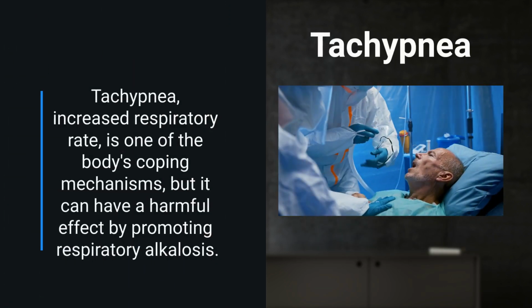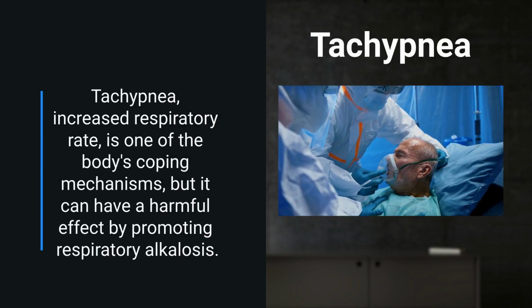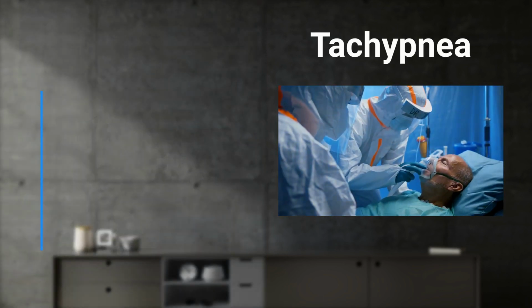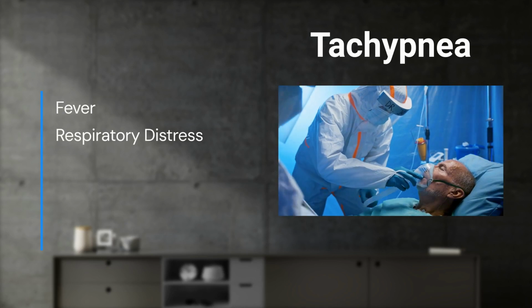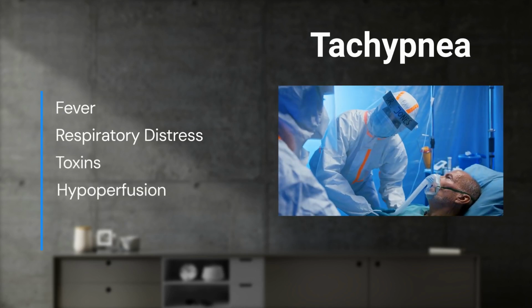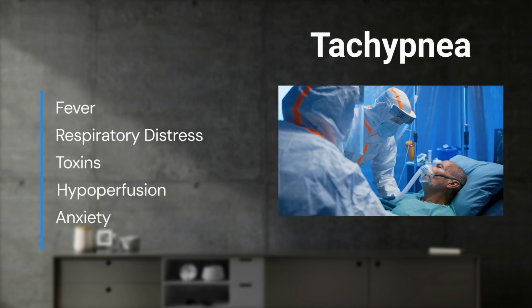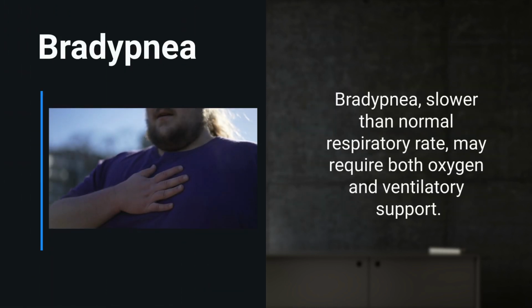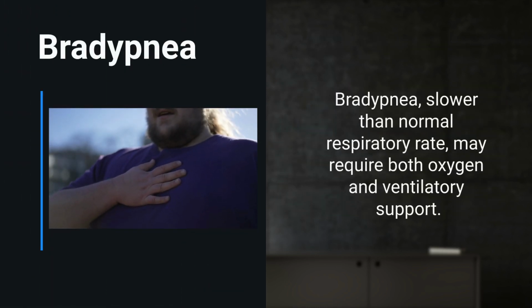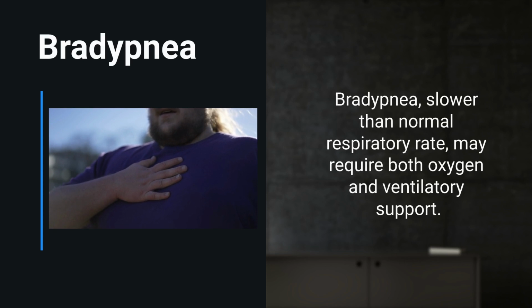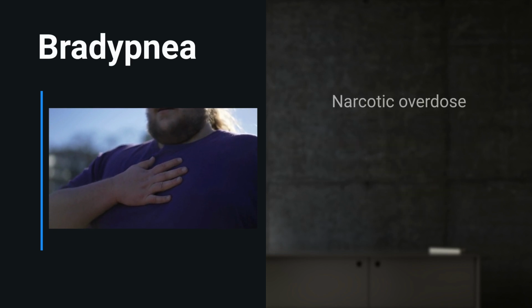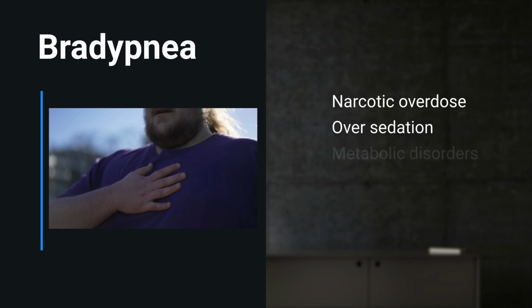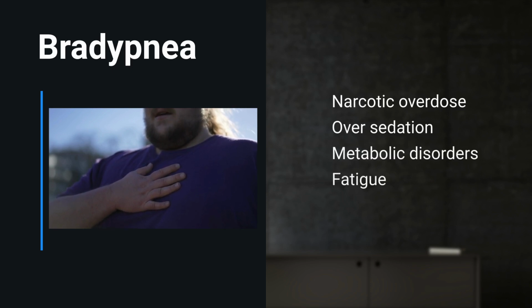Tachypnea, increased respiratory rate, is one of the body's coping mechanisms. Causes may include fever, respiratory distress, toxins, hypoperfusion, or anxiety. Bradypnea, slower than normal respiratory rate, may require both oxygen and ventilatory support. Causes may include narcotic overdose or oversedation, metabolic disorders, fatigue, or brain injury.